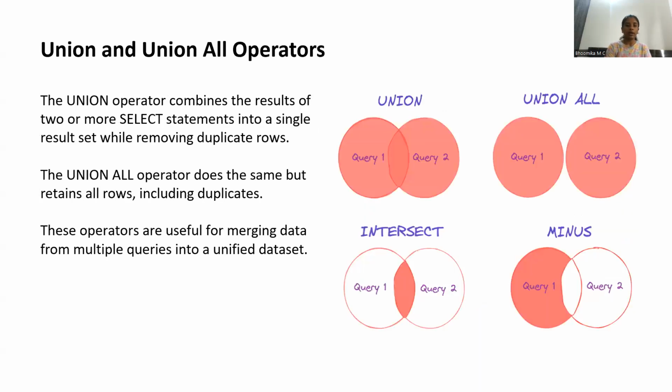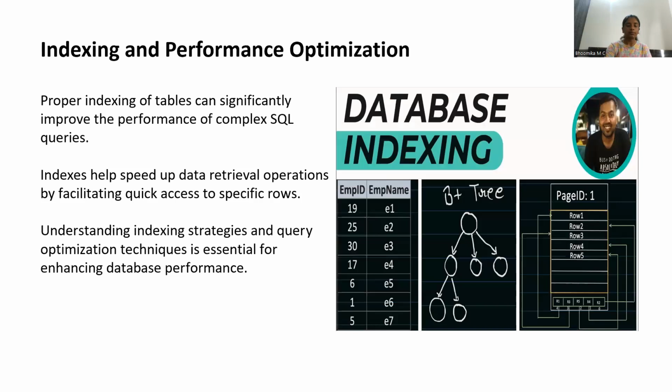Union and union all operators. The union operator combines the results of two or more select statements into a single result set while removing duplicate rows. The union all operator does the same but retains all the rows, including the duplicates. These operators are useful for merging the data from multiple queries into a unified data set.